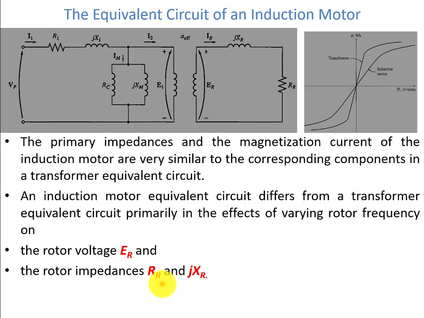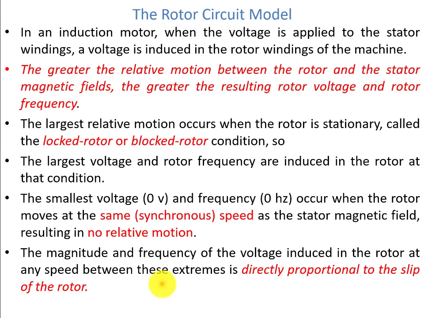In an induction motor, when voltage is applied to the stator windings, a voltage is induced in the rotor windings of the machine. The greater the relative motion between the rotor and the stator magnetic fields, the greater the resulting rotor voltage and rotor frequency. The largest relative motion occurs when the rotor is stationary, called the locked rotor or blocked rotor condition. So the largest voltage and rotor frequency are induced in the rotor at that condition.